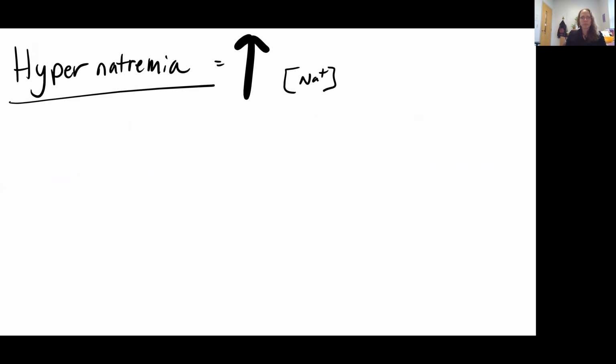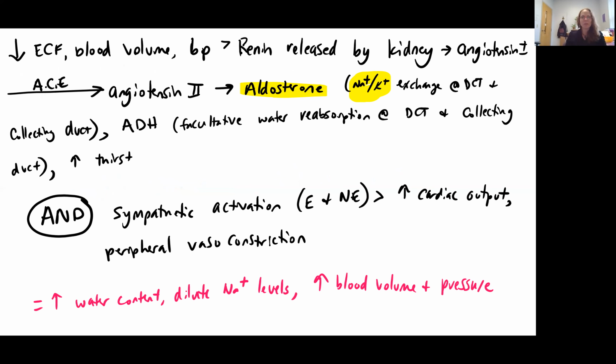In the opposite case, you have high sodium concentration levels. We call this hypernatremia. So in this case, we need to add water in order to dilute out that sodium. And this then means we're going to see hypernatremia when we have concentrated our sodium. So you might also see this when you have a low extracellular fluid, low blood volume, low blood pressure.